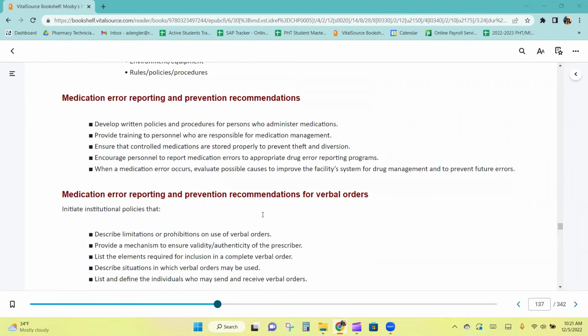Medication error reporting and prevention recommendations. Develop written policies and procedures for persons who administer medication. Provide training to personnel who are responsible for medication management. Ensure that controlled medications are stored properly to prevent theft and diversion. Encourage personnel to report medication errors to appropriate drug error reporting programs. And when a medication error occurs, evaluate possible causes to improve the facility system for drug management and to prevent future errors.